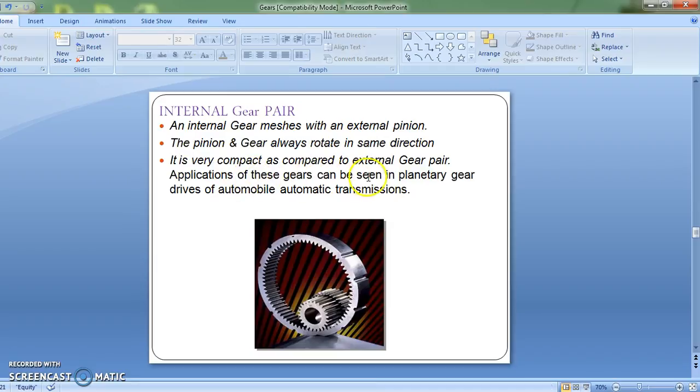Applications of these gears can be seen in planetary gear drives of automobile automatic transmissions. We can see in this diagram the internal gear meshes with the external pinion. Both of them are rotating in the same direction.